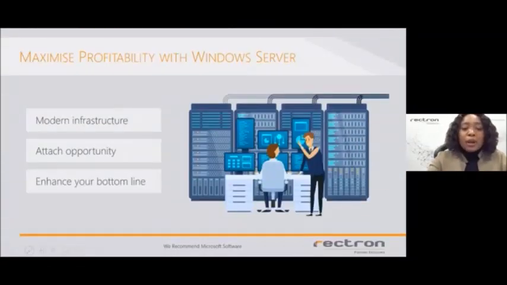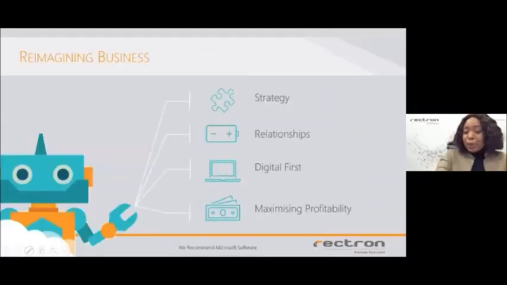Now, I'm just going to talk about how you can also make profitability around Windows Server. So, just to move a little bit back, let me expand a little on other things that you can use to just ensure that you stay in business.